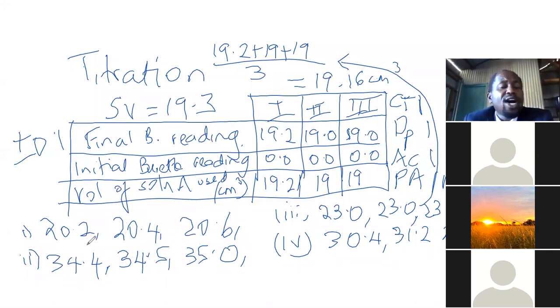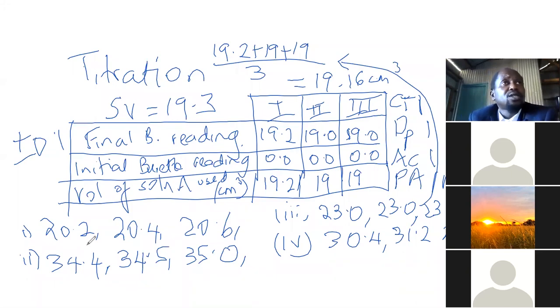Now we look at set 1. Set 1, 20.2, 20.4, and 20.6. Normally, you would imagine that the average should be the 3, 20.2 plus 20.4 plus 20.6 divided by 3. But if you perform that averaging, you will score 0. You will not score a mark.